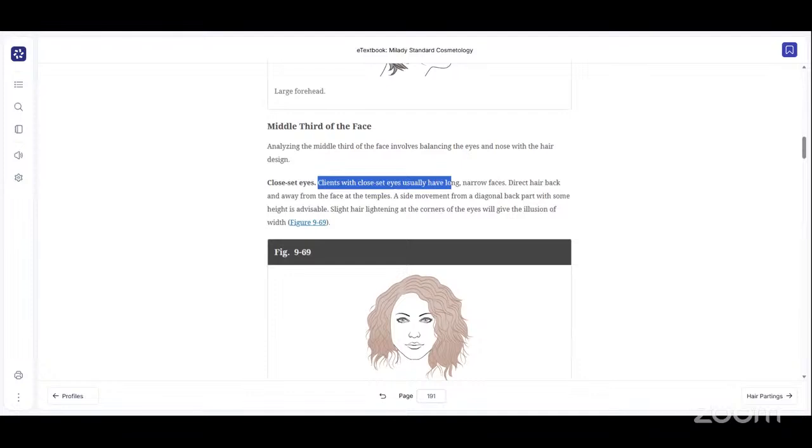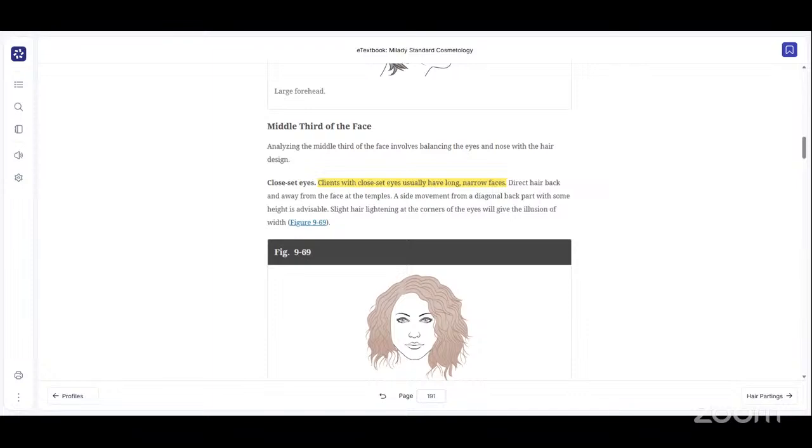Let's look at close set. Clients with close set eyes usually have a narrow face. All right. Long, narrow face reminds us of oblong facial shape or rectangular facial shape. Okay. You will need to soften those edges. You do not want your client to go out with pointed edges. Okay, so a rectangular shape has 4 strong points, you would need to soften it.